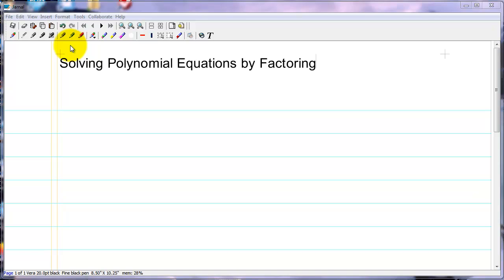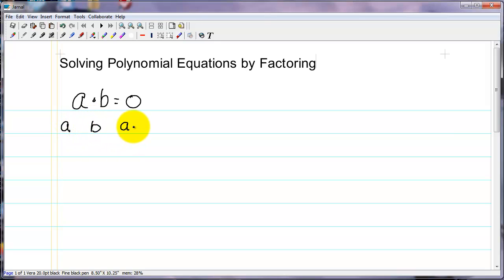Before we get into our process, let's think about a simple equation where we have a times b equals 0. Now, a and b are real numbers here, so what do we know about a and b if we multiply them together and the product equals 0? Let's make a table with 3 columns: values for a, values for b, and the product.